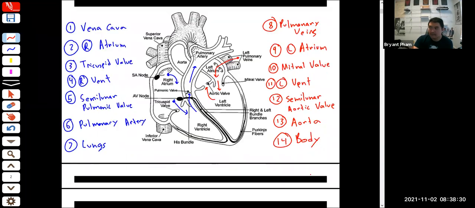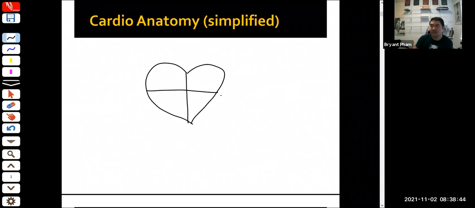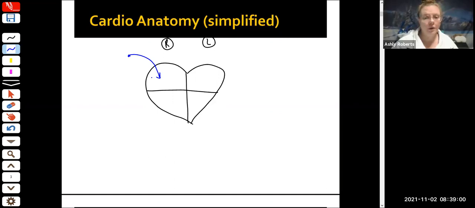Okay, so this is what I do because I'm not much of an artist. If you can't tell, this is how I simplify things. Okay, here's your heart. You got four chambers, easy enough. Your heart, the sides get switched. All right, so blood is going to enter into this chamber right here. What's that chamber called? Right atrium. Perfect, right atrium.